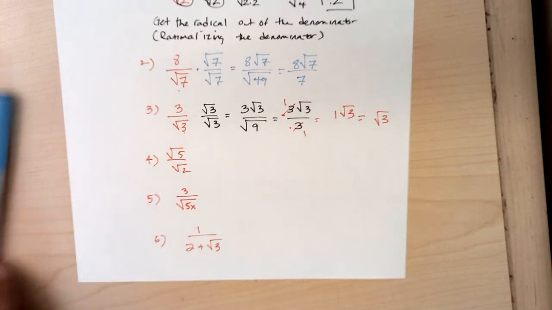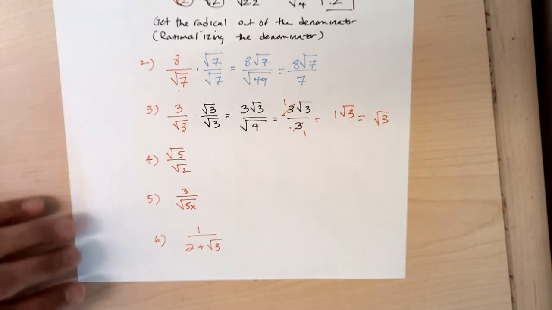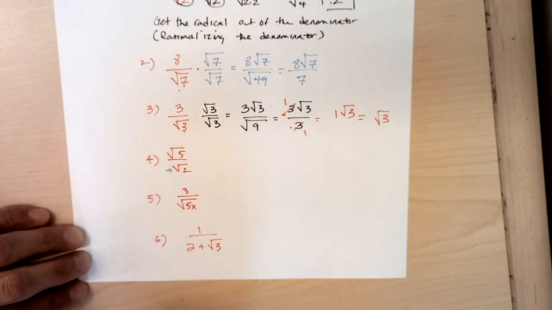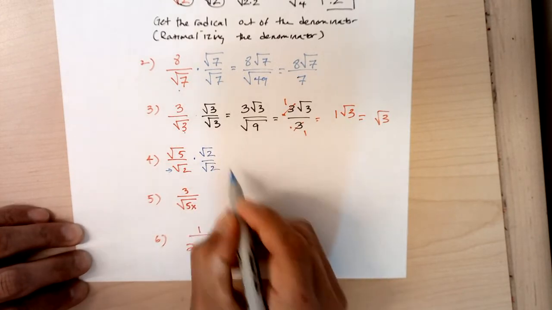All right, just going over a few more examples of rationalizing the denominator. On number 4, even though there's a radical in the numerator, it kind of doesn't matter as far as what you multiply by. This is the radical that's in the denominator, the square root of 2. So I want to multiply both the numerator and denominator by the square root of 2.